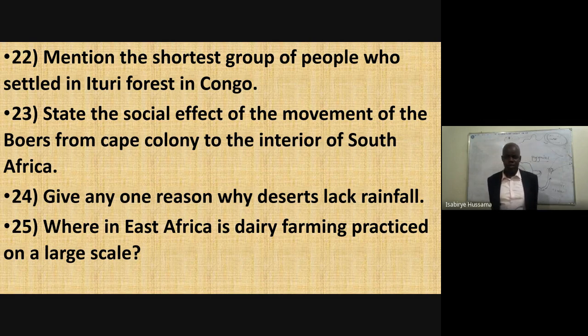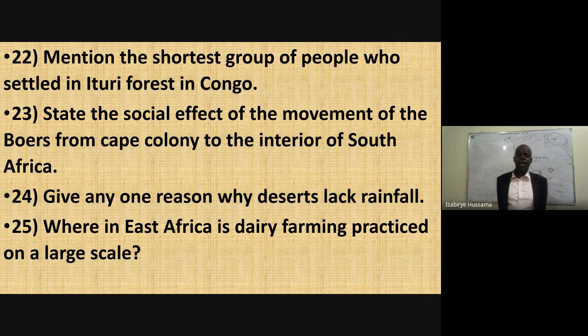Social effects. The social effect I can give you, that these people intermarried. It led to intermarriages. In the places they moved to, they fell in love with those people and ended up marrying them. That was a social effect. It led to intermarriages. Hello, Mr. Mkwaya? Mr. Mkwaya, it led to intermarriages.